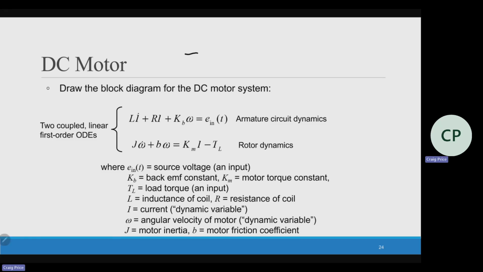Let's say there's En, there's a load torque, and on the outside, this is omega, or rotor velocity. All the way back to these two inputs.